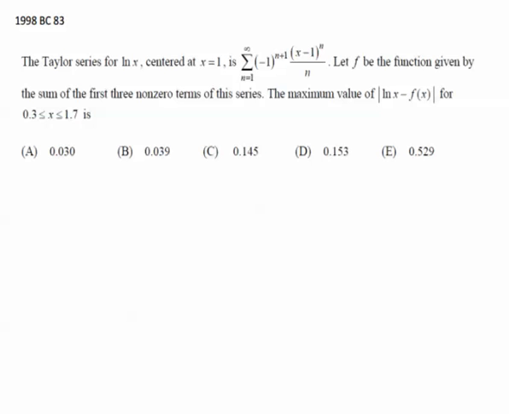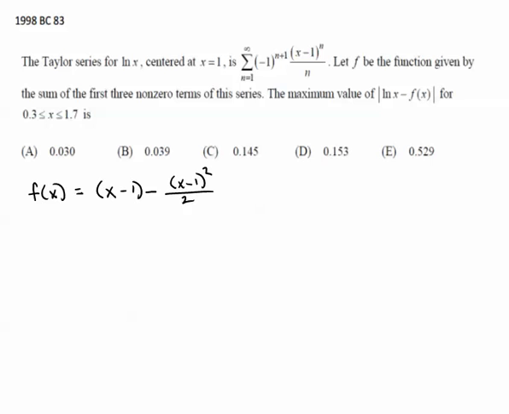First of all, I'm going to generate the first three non-zero terms of that series. And that would be for n equals 1, so the first term will be positive, and we'll get f of x is equal to x minus 1 is the first term. With the second term, n is equal to 2. So when n is equal to 2, we have a negative term, x minus 1 quantity squared over 2.